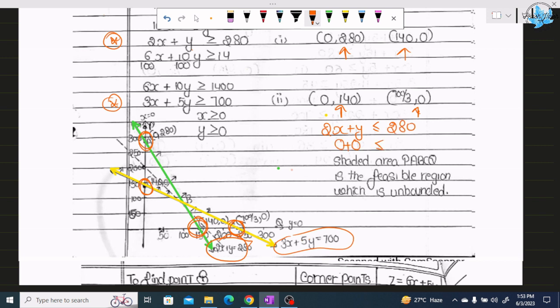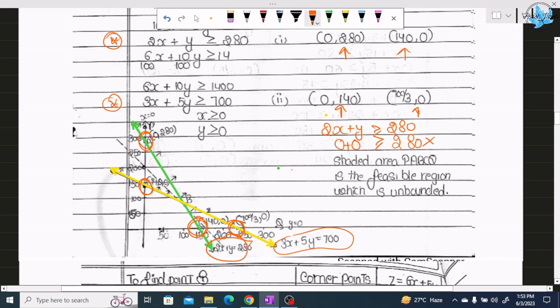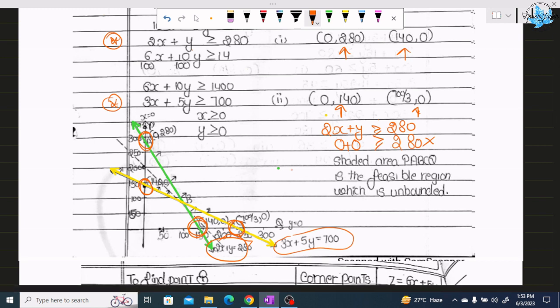So if I do this, this equation will not, sorry, the sign is opposite. So this equation will not be satisfied because 0 is not greater than or equal to 280. It means the area opposite to the origin will be shaded. So this area will be shaded. Draw the arrows on the outside.